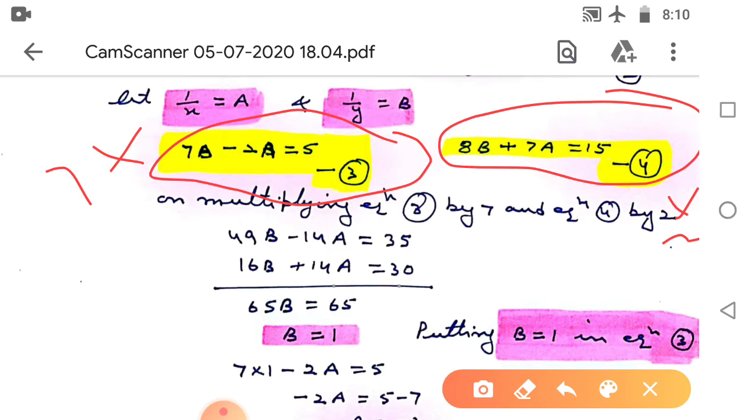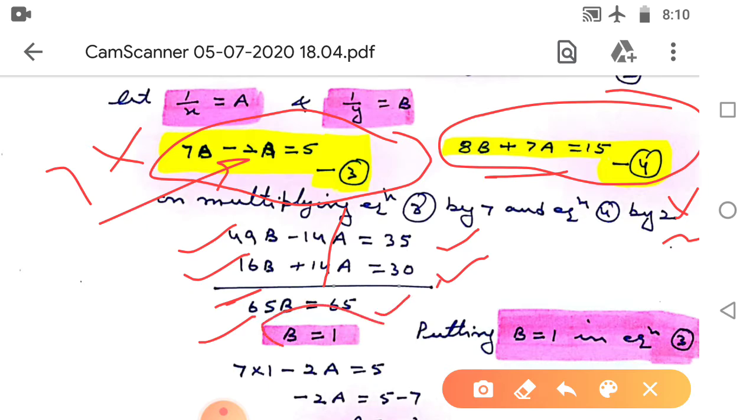Okay, so this is 49b minus 14a is equal to 35 when you multiply with 7, and this is 16b plus 14a is equal to 30. Clear? Now minus 14a and plus 14a are gone. 49b plus 16b becomes 65b, and 30 plus 35 is 65. So b is equal to 1.